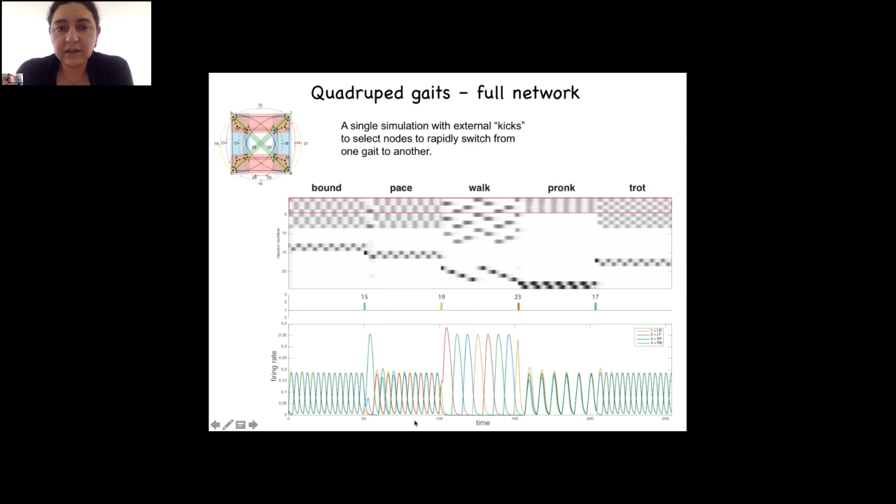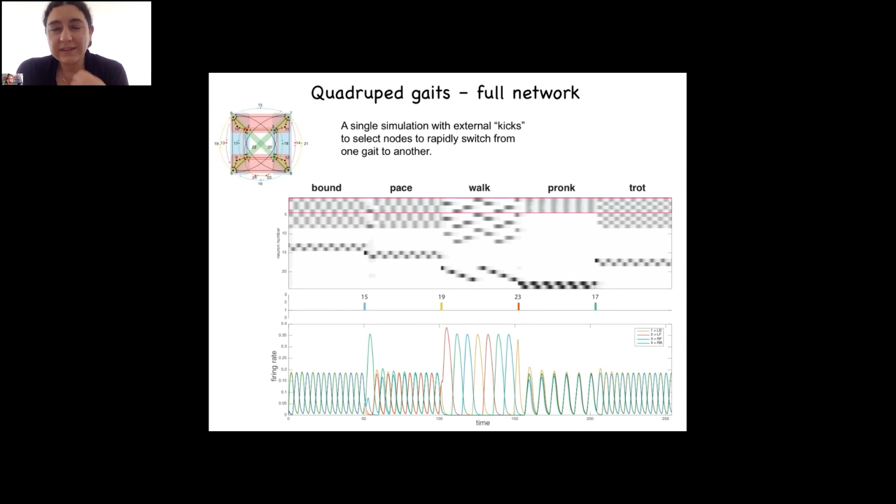You see the change of the neurons that are firing. Then if I kick neuron 19 sometime later, I can transition to walk. I can also transition to pronk and trot and so on. And these transitions are extremely rapid. You really just kick one neuron and you go into the different gates. So not only are these very robustly encoded in the network, but you can have rapid switching between them with a very limited and simple signal to the network.